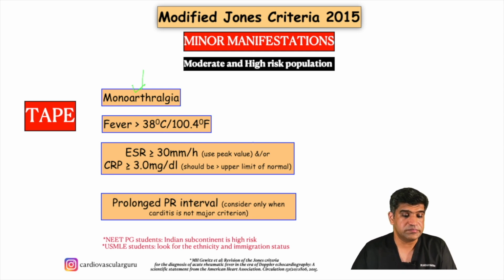the minor criteria. Fever greater than 38 degrees Celsius or 100.4, ESR greater than 30, CRP greater than 3. Prolonged PR interval. When the rheumatic process involves the myocardium, the PR interval in the ECG is prolonged. But this will be considered as a criterion only when carditis is not considered as a major criterion. If the patient has carditis, we will consider that in the major criteria. In those cases, prolongation of PR interval will not be considered in the minor criteria.